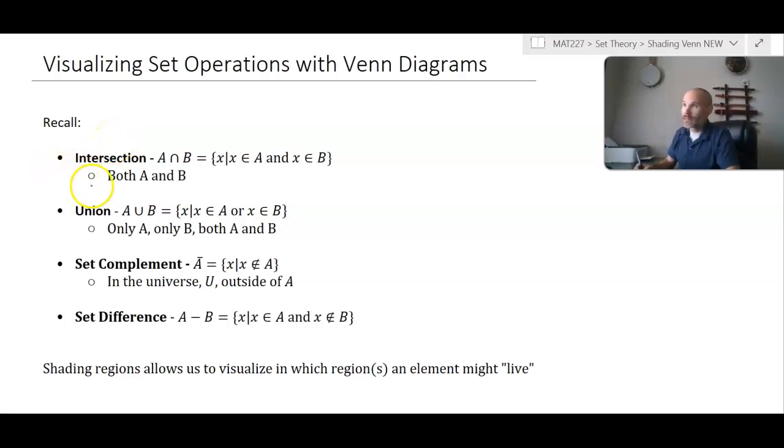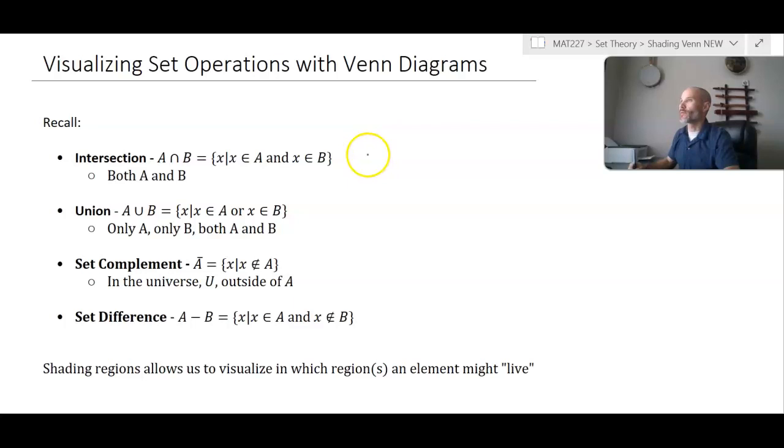Then the union, denoted A union B, is the set of all elements that are in A or B. And what I want you to take away from this is that A or B, by the definition of the word or, means only in A, only in B, potentially in both A and B.